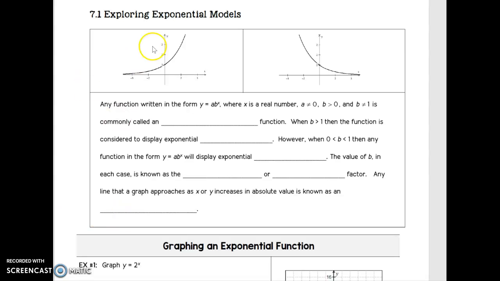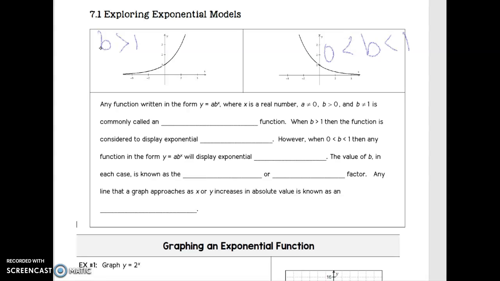Okay, so this graph right up here, this is considered exponential growth. This graph right here, this is known as exponential decay. So growth, as it sounds, growing, decay, falling, declining. So it's very important you understand that b will always be larger than 1 here. And then b will be less than 1 and greater than 0 here.